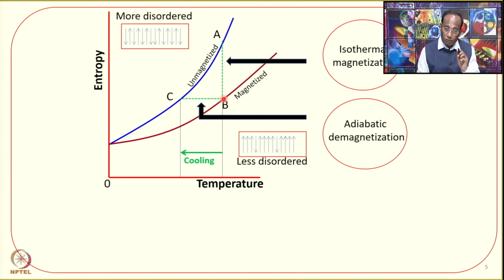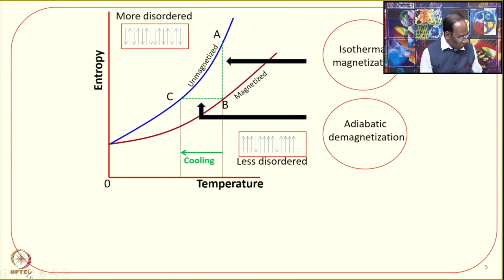The next step is important. Next step, ensure reversibility. Now you remove the magnetic field very slowly, in a reversible manner, under adiabatic conditions. Note what I am saying: switch off the magnetic field very slowly in a reversible manner under adiabatic condition. That is why the term adiabatic demagnetization is given.